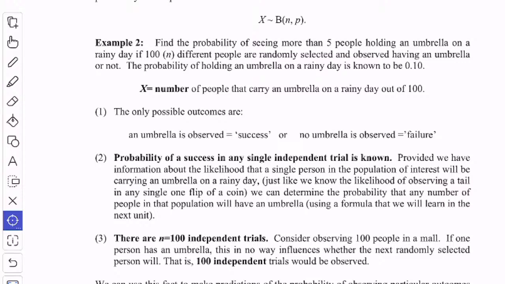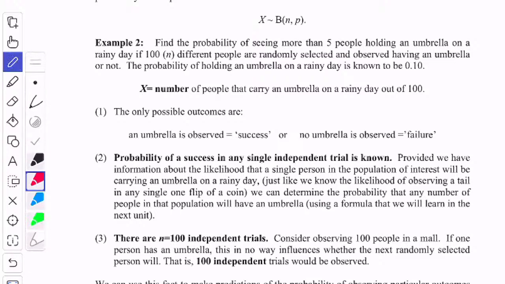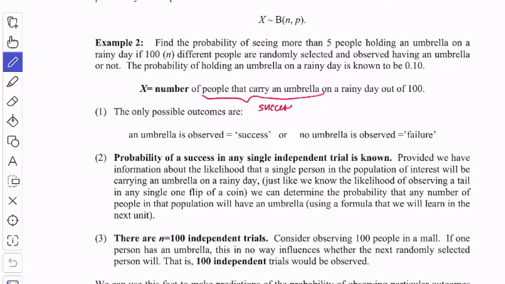And with this framing, is this a binomial? Well, we can define X as the number of people that carry an umbrella. So this is my success, out of 100. So this is my n. Each time I look, the chance of them having an umbrella is 10%. That's my p.